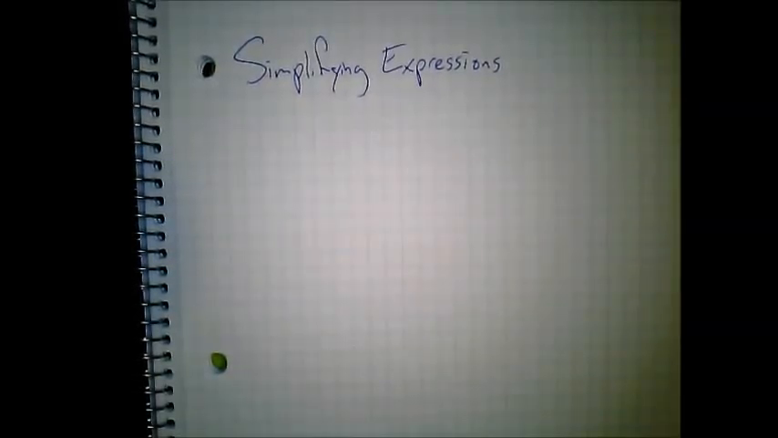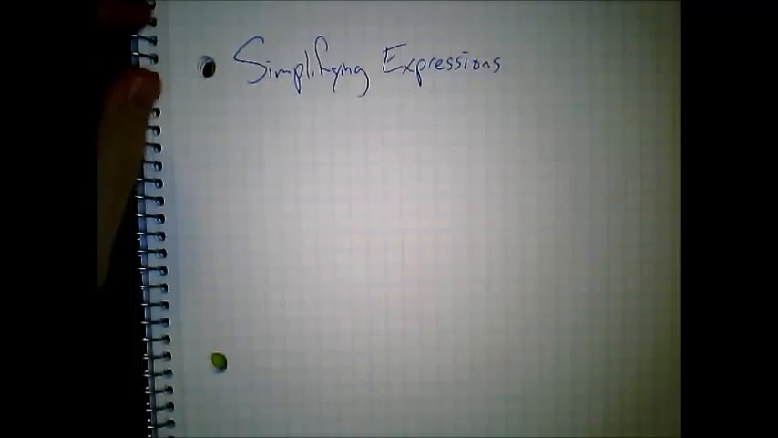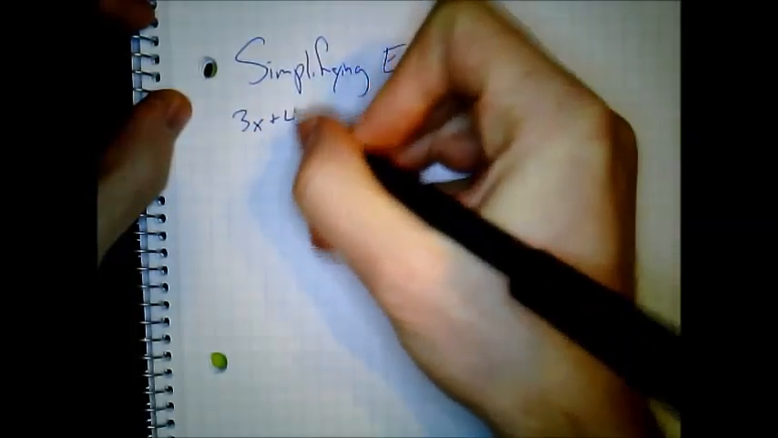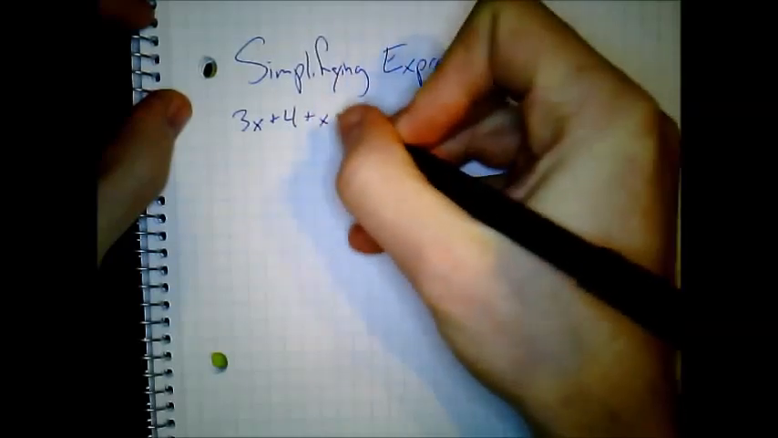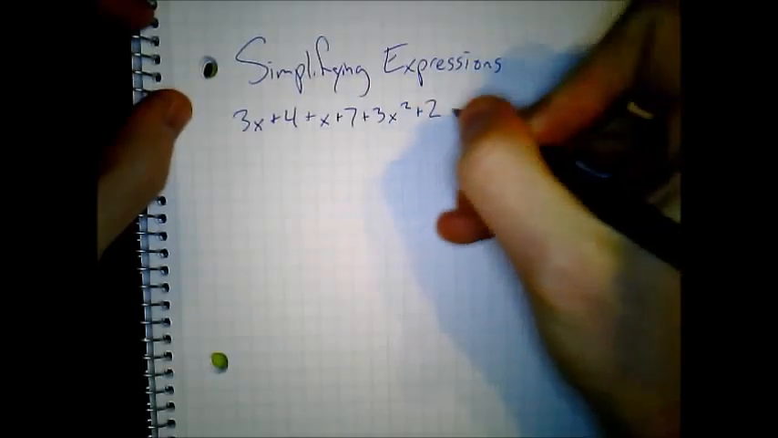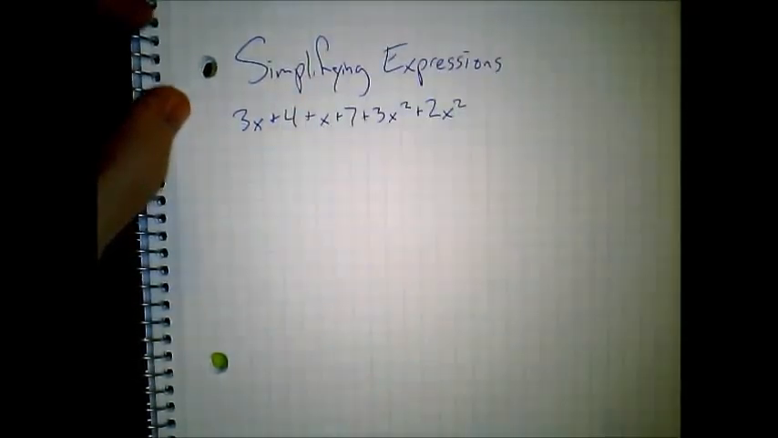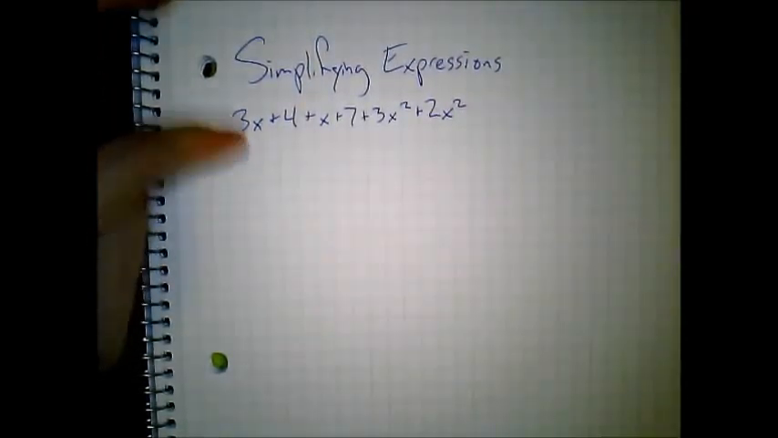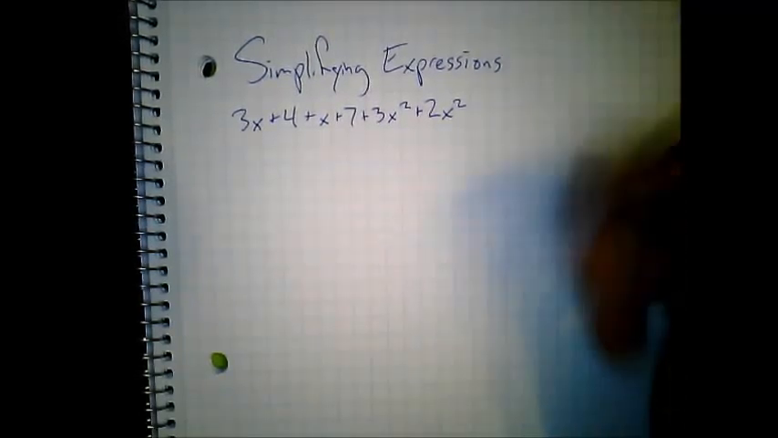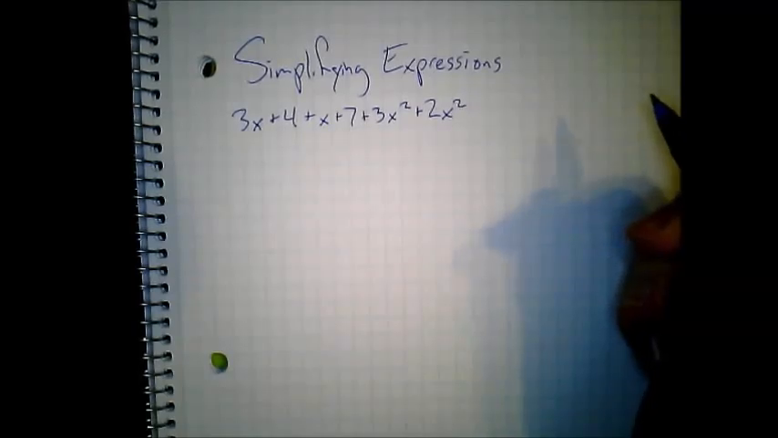Okay, in this video we're going to look at how to simplify expressions. So let's say we have the expression 3x plus 4 plus x plus 7 plus 3x squared plus 2x squared. Now what simplifying an expression is, we want to write this nicer and neater. We want to combine all of our like terms or all of our like tiles. We want to group everything that we can together.